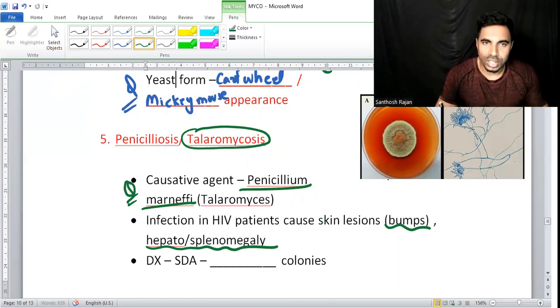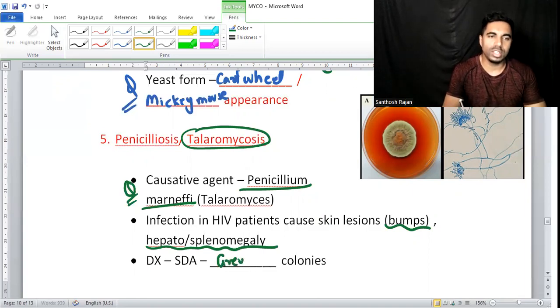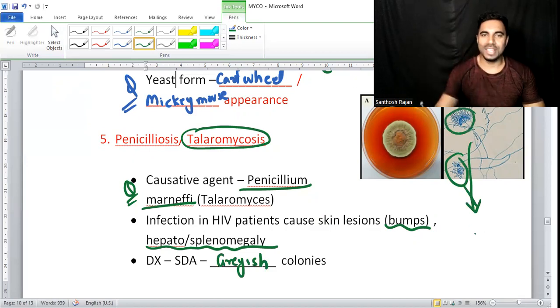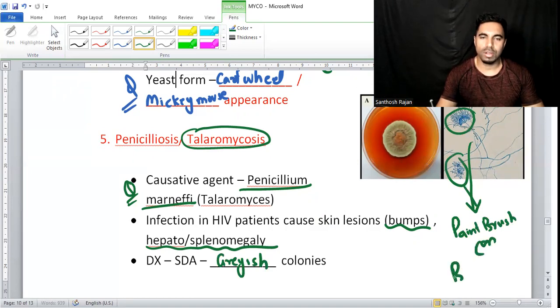On Sabouraud dextrose agar, you see this type of colony. What is this colony? Somewhat greenish-gray, grayish. Penicilliosis means a grayish, somewhat green-grayish colony. And then look at this appearance. What does this look like? It looks like a painting brush, so it is the paintbrush or broomstick appearance. That's the question.